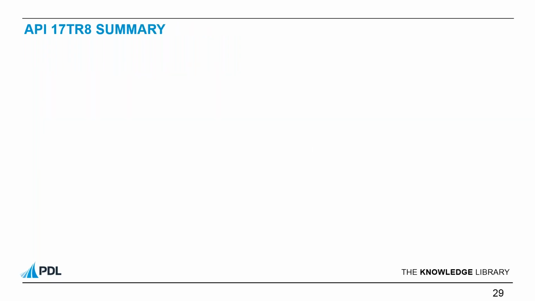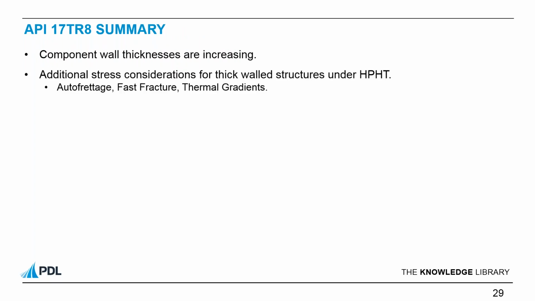So to summarise what we've discussed in terms of API 17 TR8, the component wall thicknesses are increasing in response to the higher pressure demands. We now have additional stress considerations for thick wall structures under HPHT, which include internal bore yielding or autofrettage, fast fracture failure modes as opposed to leak before burst, and increased effects from thermal gradients due to the higher delta T's that we're going to be imparting on the system.